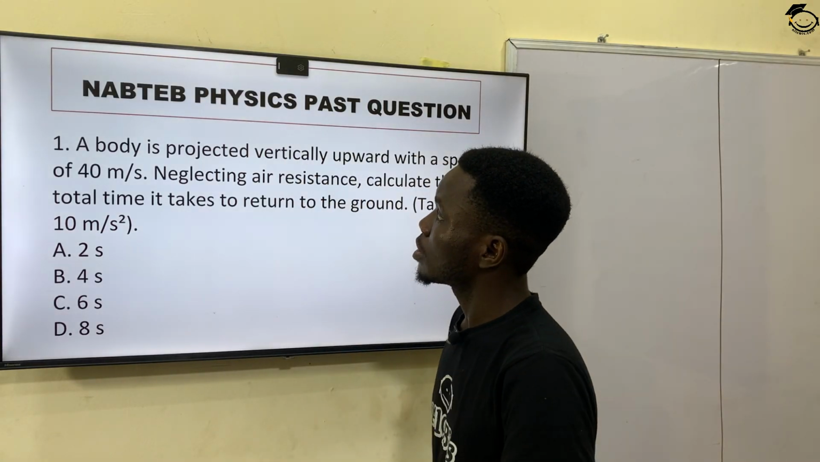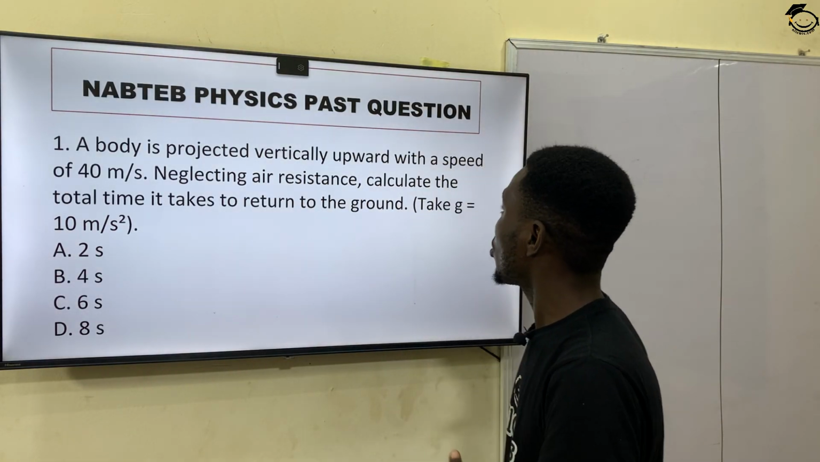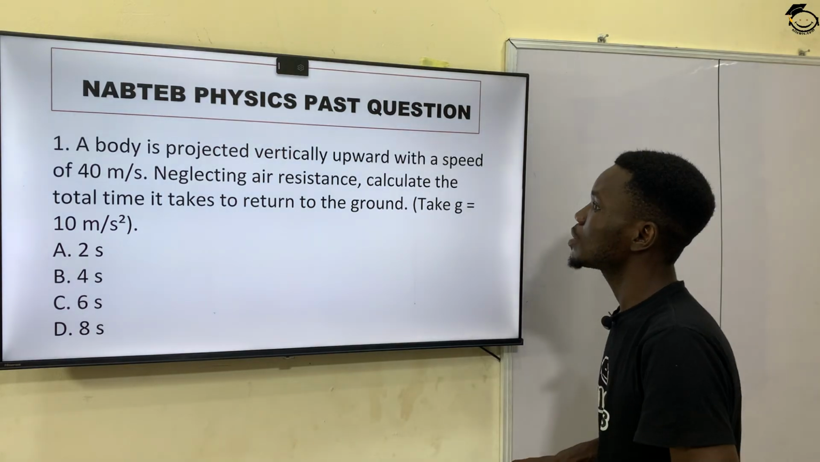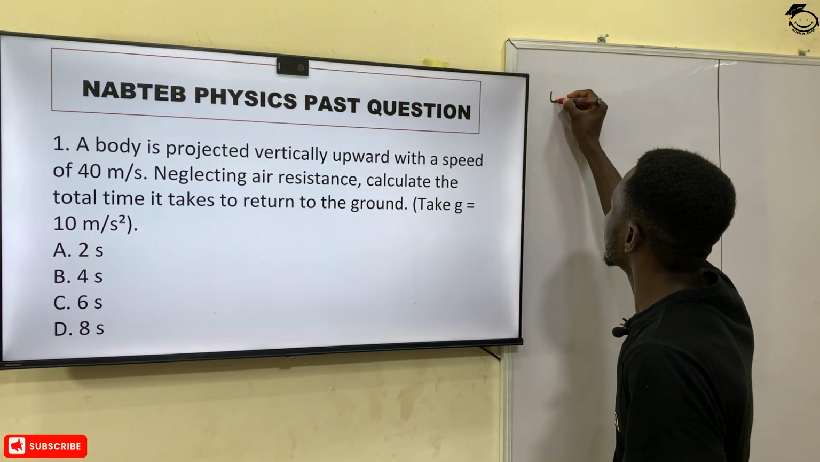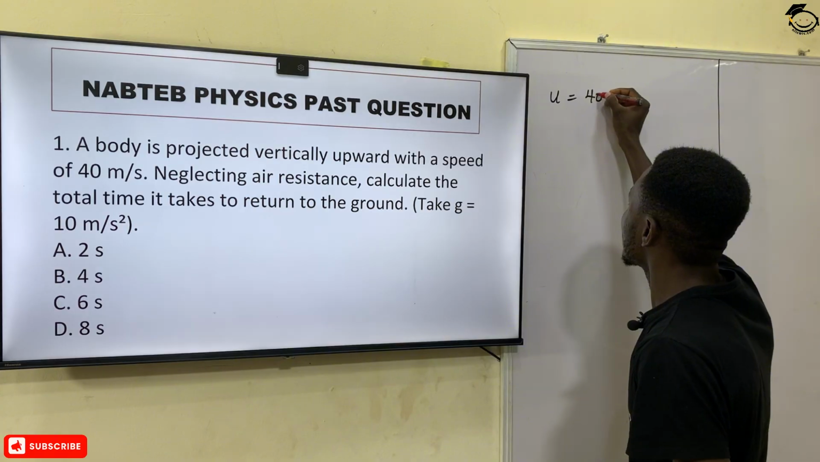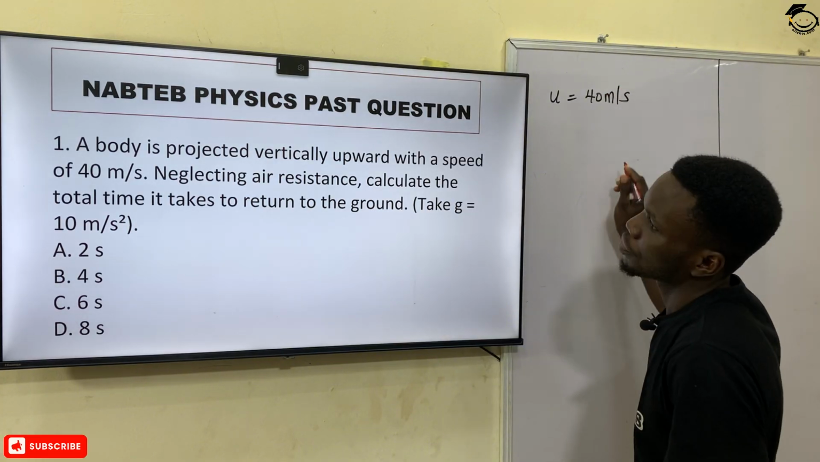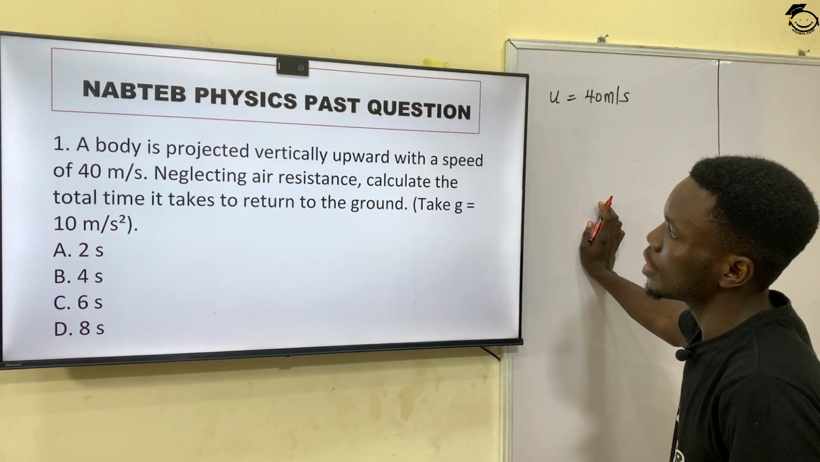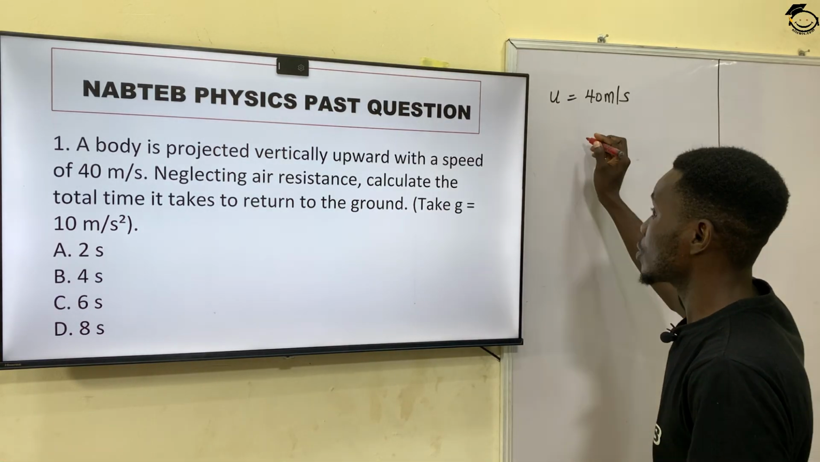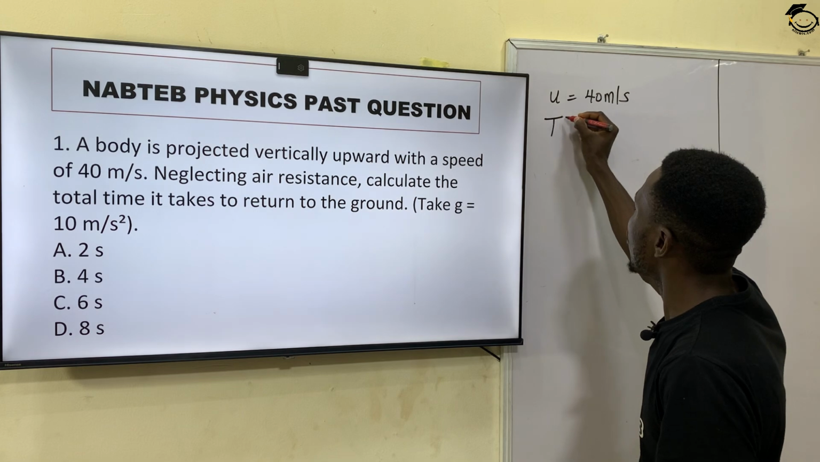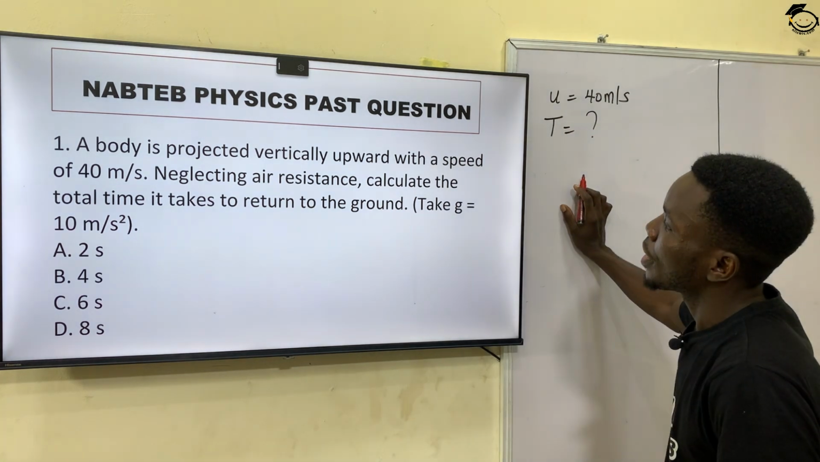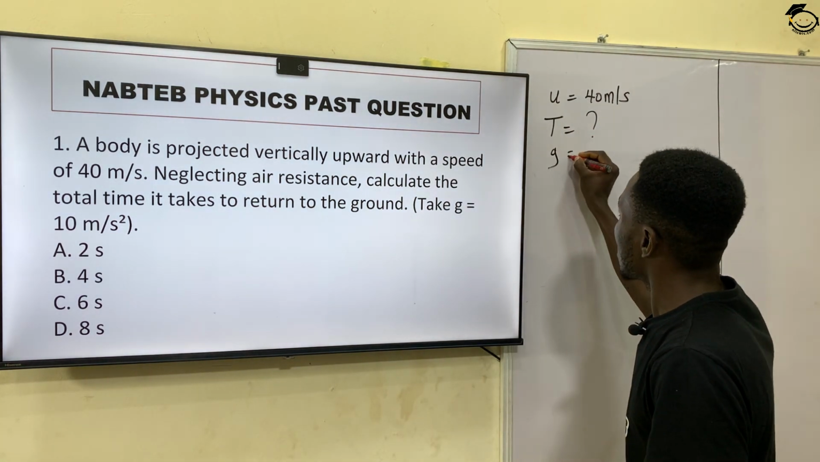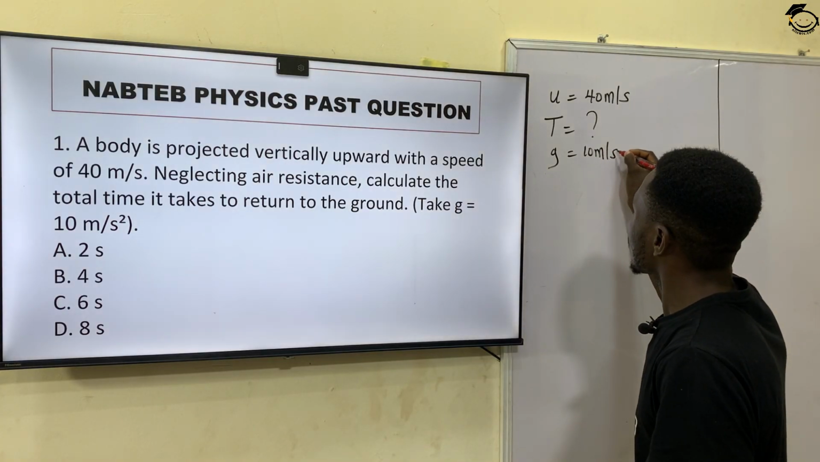First question says, a body is projected vertically upward with a speed of 40 meters per second. So we are given the initial velocity of this body as 40 meters per second. Then, neglecting air resistance, calculate the total time it takes to return to the ground. What they're asking us to find here is the time of flight. We do not know it, and they give us g as 10 meters per second squared.